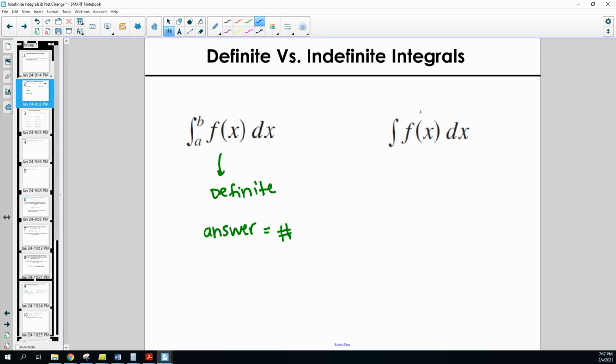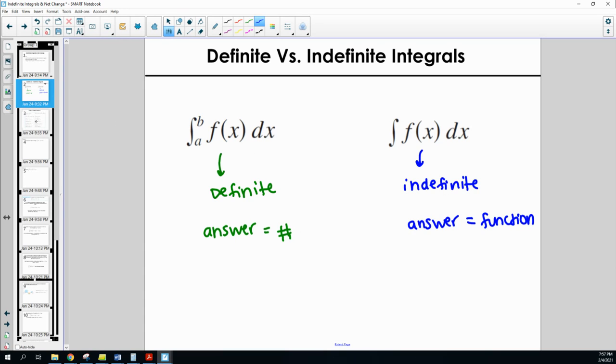An indefinite integral is this one on the right. The reason it's indefinite is because we do not have any limits, no lower limit, no upper limit. When we go to evaluate this, we are going to end up with our answer being equal to a function. So definite integral, the answer is a number. An indefinite integral, the answer is a function.